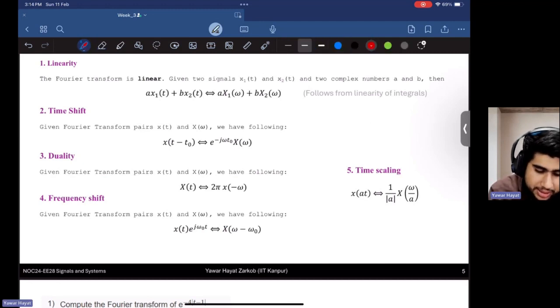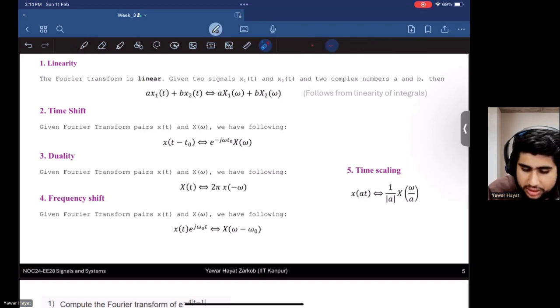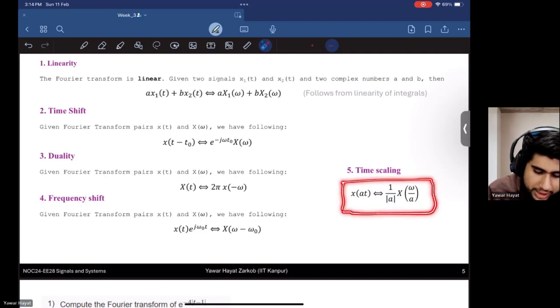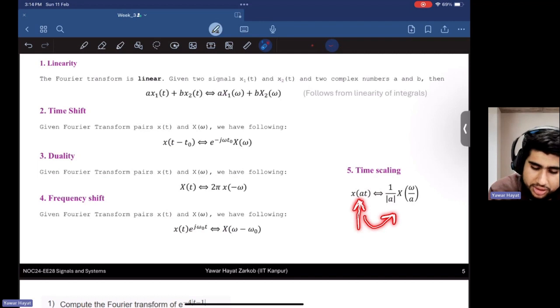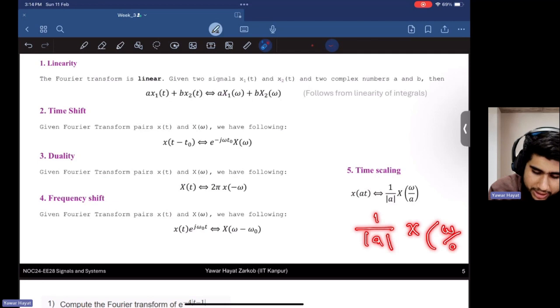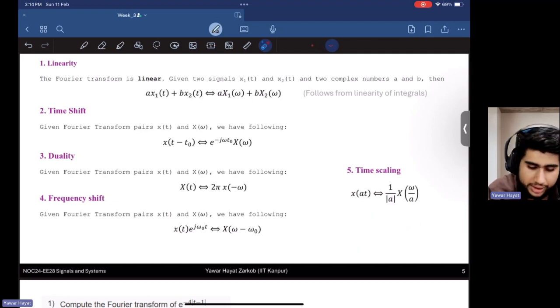So the next one is the time scaling. If again x of t and x of omega are the Fourier transform pairs, then x of at, which is time scaled by this factor a, we are time scaling x of t by factor a. What would be the Fourier transform of that? It would be given by this expression: 1 over mod a, x of omega by a. All right.